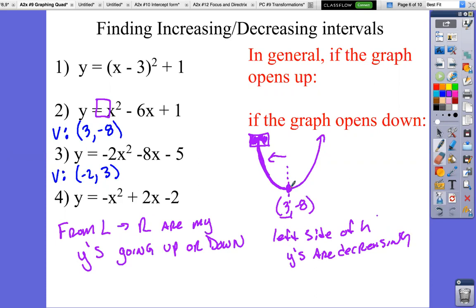And then once it hits its lowest value, well, then it's going back up. My Y values are increasing. So from this point over, all of my Y values are now going up once it hits its minimum value. Again, that starts to make sense. All of this together takes practice. So from the right side of 3, my Y's increase.